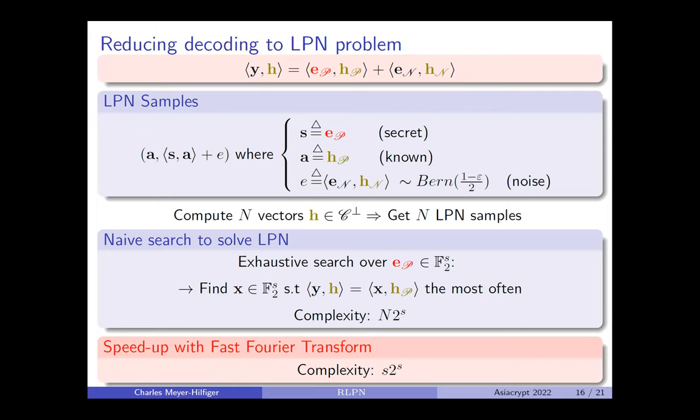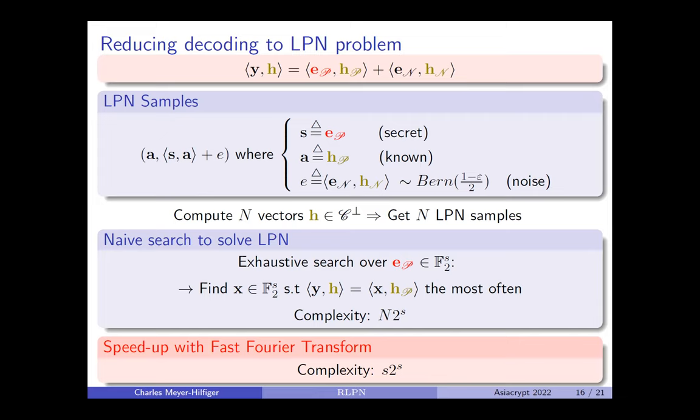And you have access to A, and you try to recover S. In our precise case, S will be equal to EP, A will be equal to HP. So this is known because you compute the parity check and you can just take H and P. And the noise term will be EN dot product HN, and so it will follow a Bernoulli of parameter (1 − ε)/2. And so if you compute N parity checks, you have access to N LPN samples.